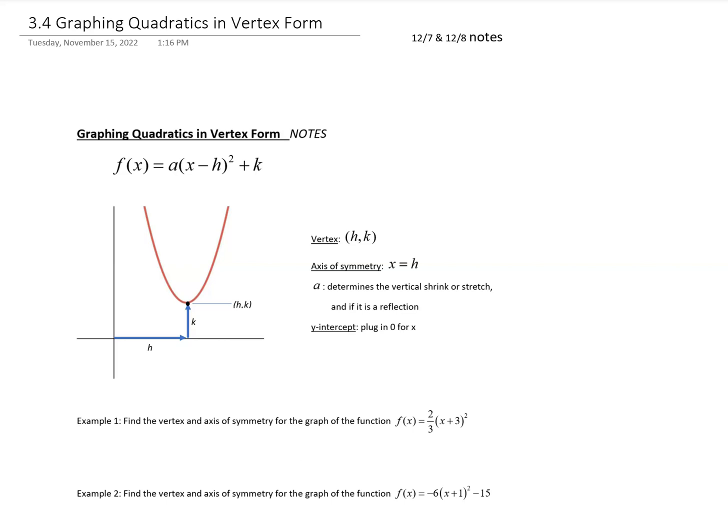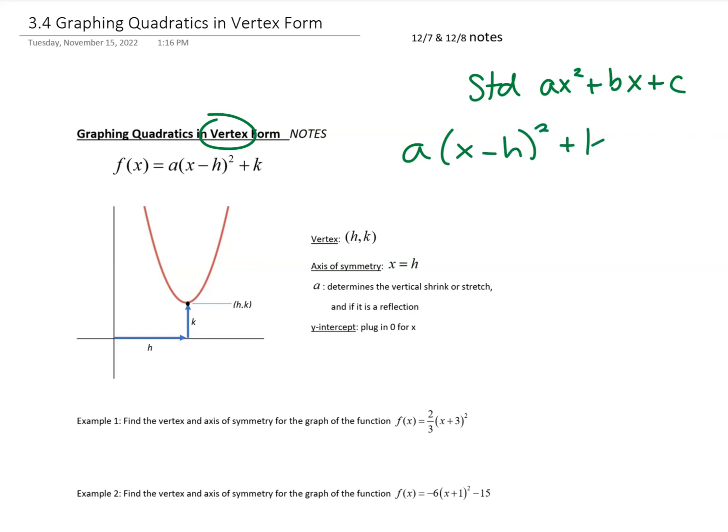In this lesson we're going to be covering graphing quadratics in vertex form. The ones we've done up until now have been in standard form. That was standard form, you might want to write down again. Standard form was ax squared plus bx plus c. But now we're switching to vertex form, which is when we have a times x minus h squared plus k.